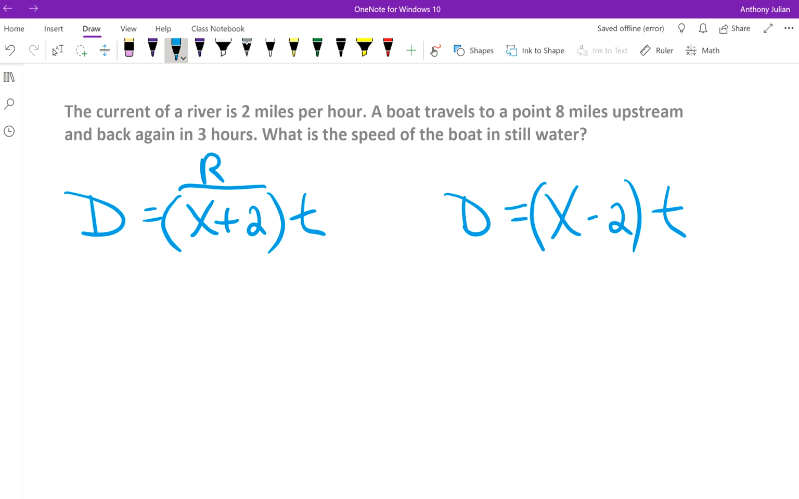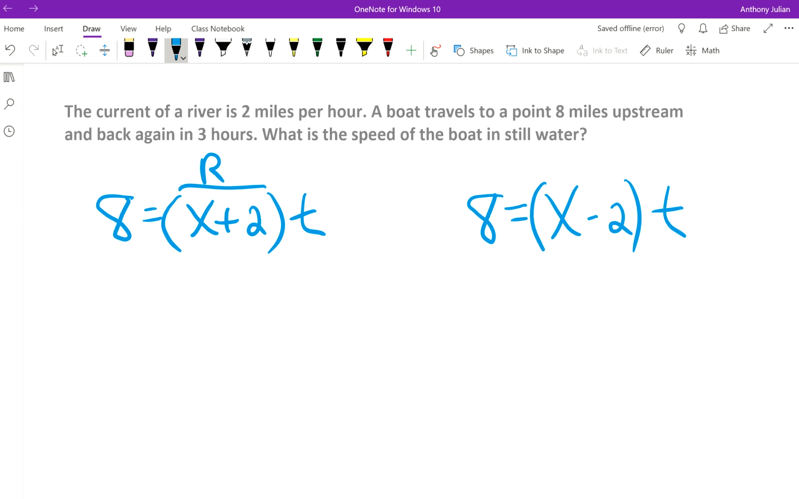A boat travels to a point 8 miles upstream and back again in 3 hours. So our distance is going to be 8 miles for both of these situations, going upstream and downstream. So let's give that an 8 for each equation. Then it says that going there and back takes a total of 3 hours. So at some point in this equation, we're going to get these to add up to equal 3, because we're talking about going upstream and downstream in a total of 3 hours. It's not separated.